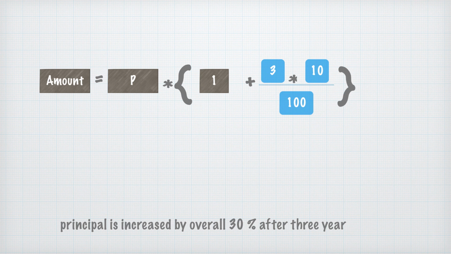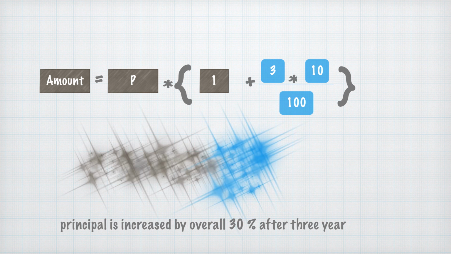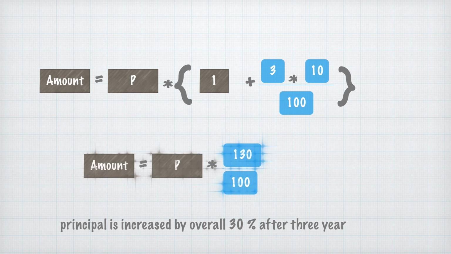Okay, so let's look at another way of interpreting this formula, or another way of using it. We know that amount is equal to P, or principal, into 1 plus R into N by 100, right? We just saw the formula. But instead of R and N, let's put 3 and 10. 10 being the rate of interest, 10%, and 3 being the number of time cycles, or 3 years, right?